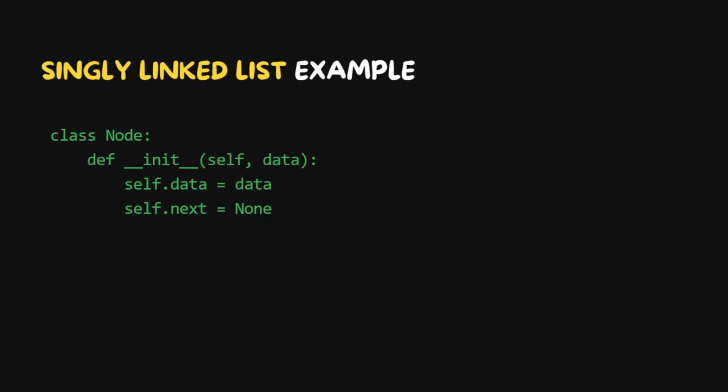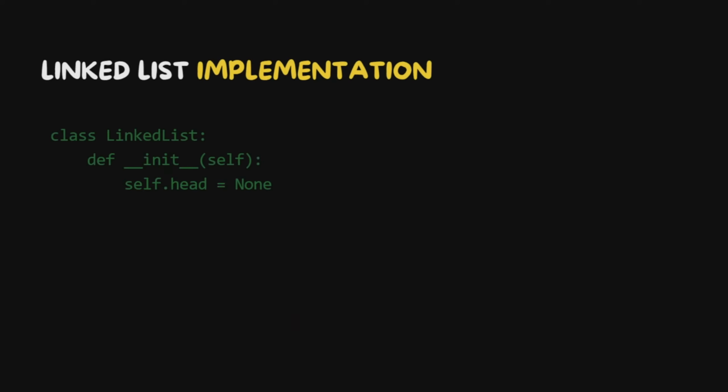Now, let's look at a simple Python implementation of a node. This code creates a node class where self.data stores the actual value. self.next is a pointer to the next node, which is None by default. Now that we have a node, let's create the linked list class to manage these nodes. Here, self.head is the starting point of the linked list. Initially, it's empty, meaning the list has no elements.